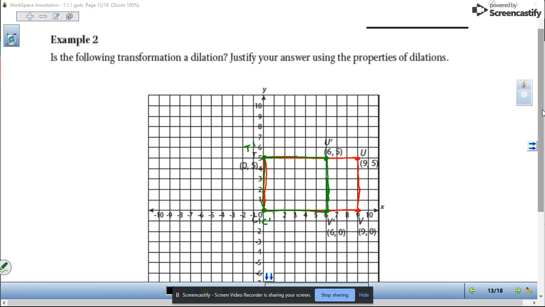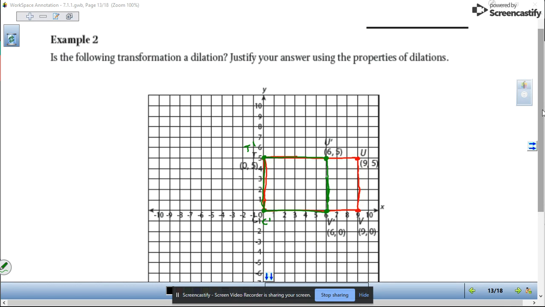The next thing we want to do is look at the parallel sides, right? We want to look for the opposite sides, or the corresponding sides, to be parallel. So TU and T prime, U prime are indeed parallel. They're actually on the same line. U prime, V prime, and UV are parallel. They're both vertical. And then you want to do the same thing for the bottom too. So all the corresponding sides are indeed parallel.